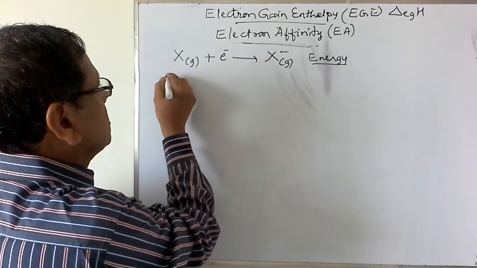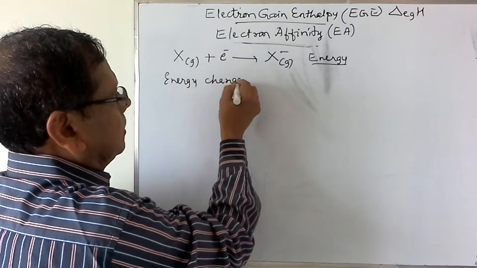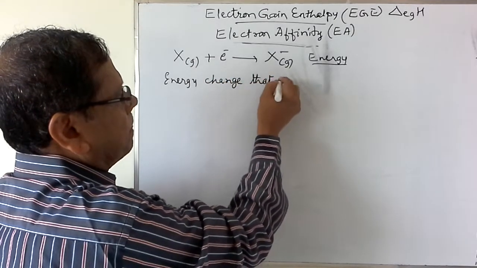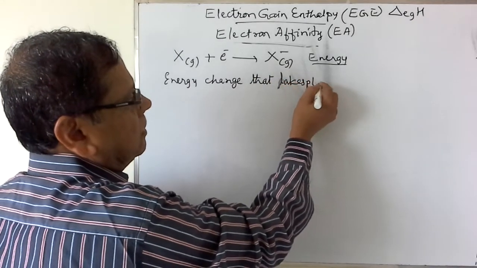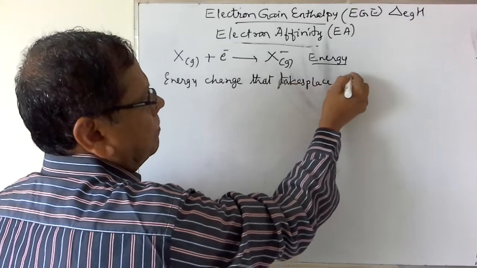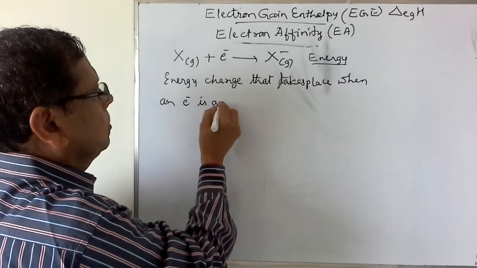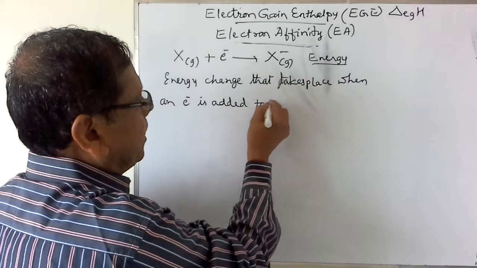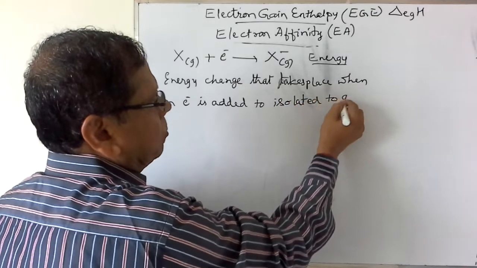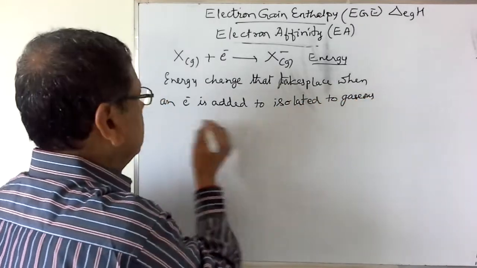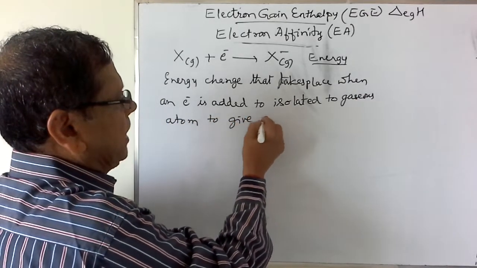So it is the energy change that takes place when an electron is added to an isolated gaseous atom to give an ion.